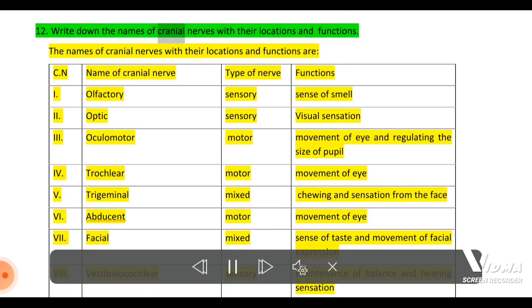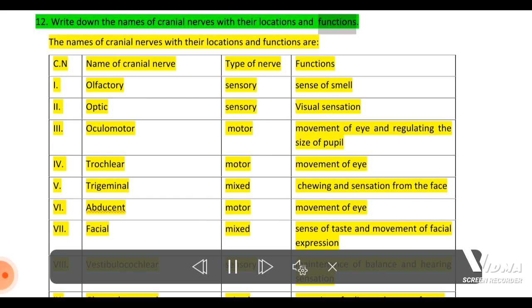Write down the names of cranial nerves with their locations and functions. The names of cranial nerves with their locations and functions are: C.N., name of cranial nerve, type of nerve, functions. I. Olfactory. Sensory. Sense of smell. 2. Optic. Sensory. Visual sensation. 3. Oculomotor. Motor. Movement of eye and regulating the size of pupil.